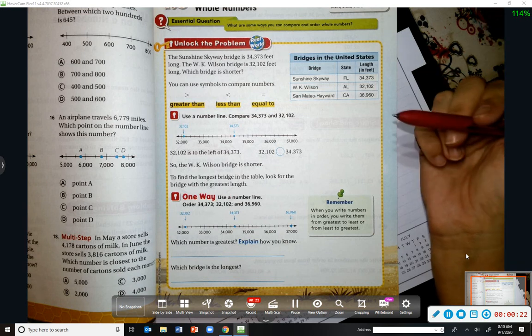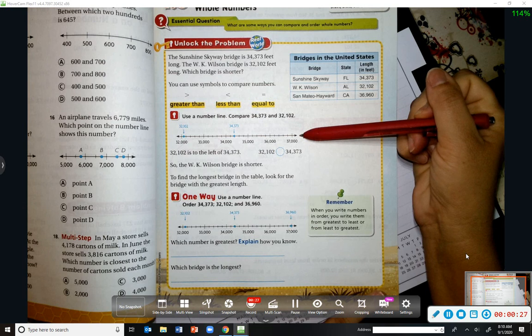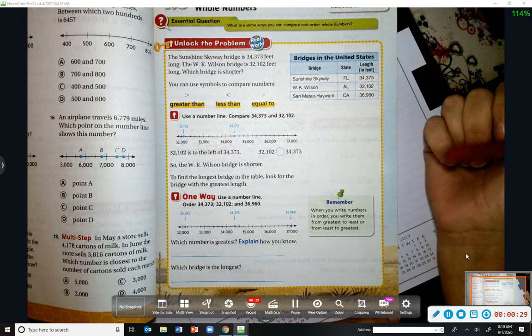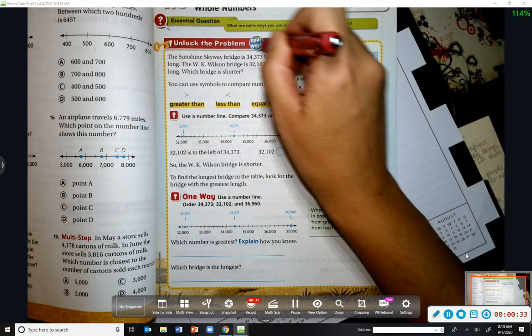Okay, so we're going to go over two different ways to compare numbers today. We're going to look at using a number line, and then we're going to look at comparing each place value. So let's start with a question up here.